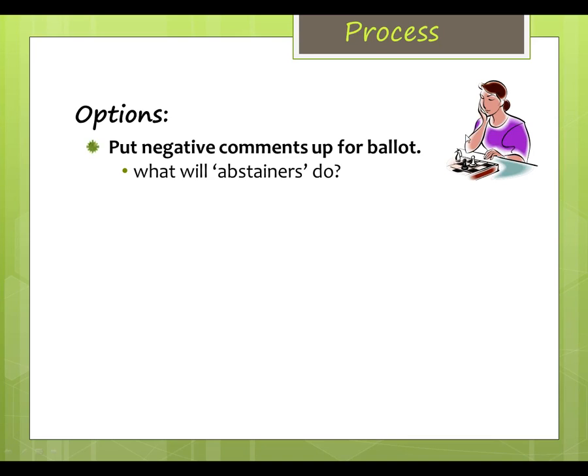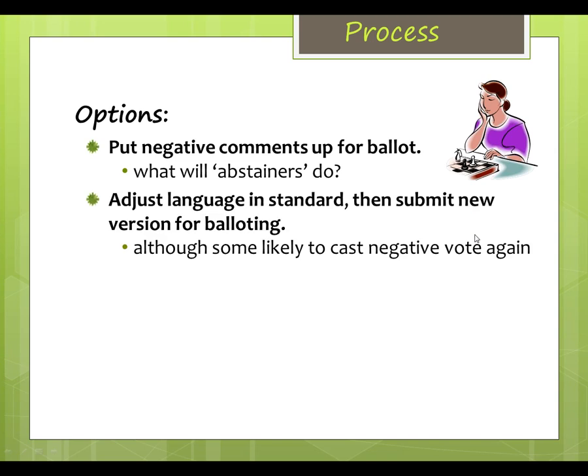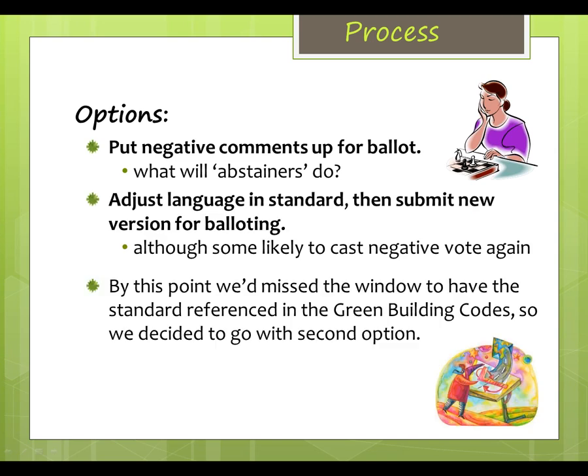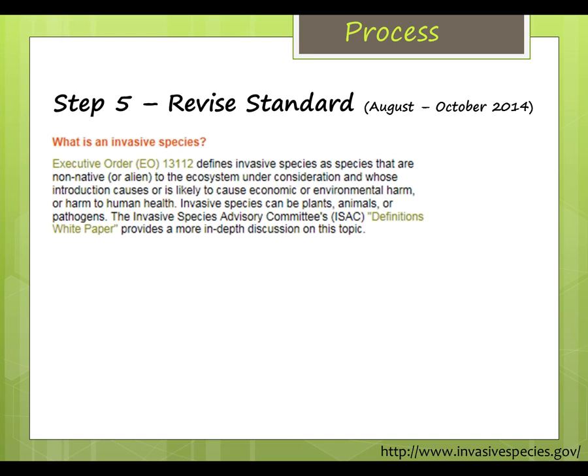So at this point, we had to weigh our options. It's a bit like playing chess at this point. We could put the negative comments up for a ballot, but there was really no way to know what all of the people who abstained would do. Would they still abstain, or would they jump into the fray at this point? Or we could adjust the language in the standard, then submit a new version for balloting. But it could end up that all the people that had cast a negative vote would do so again, and we wouldn't be much further along than we were to start with.